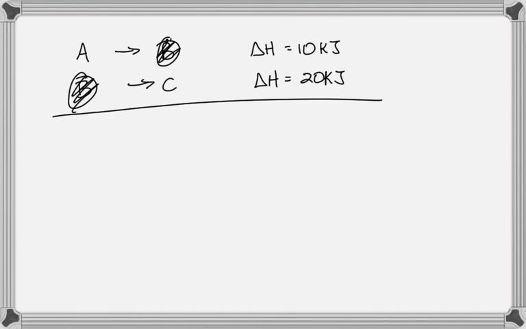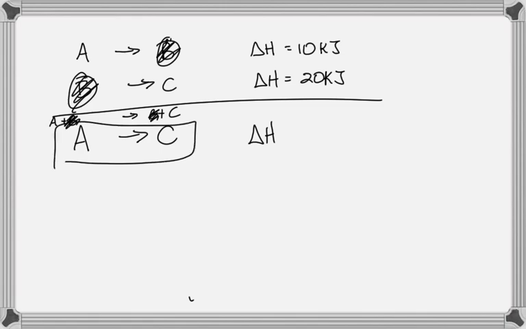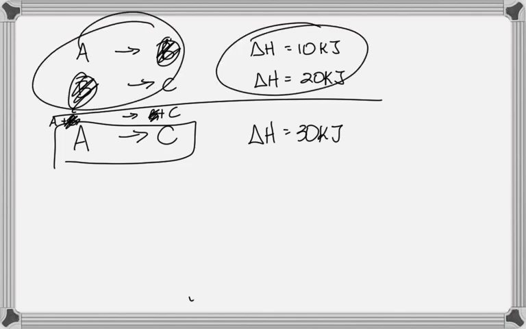And so see, when I add these together, they add up to be A makes C. I still use both of them because technically what I had before I cancel the B's out is I had A plus B makes B plus C. And so in summary, A just made C. Okay, but it still took both equations. The delta H for A to make C is 30 kilojoules because if you're adding these equations together, you just add the delta H's together.